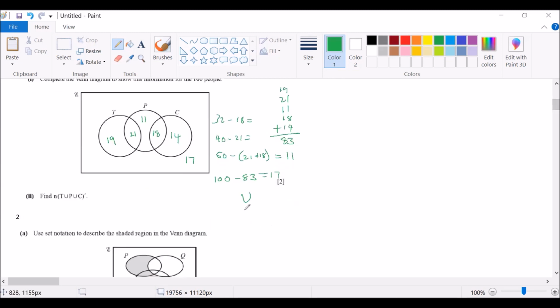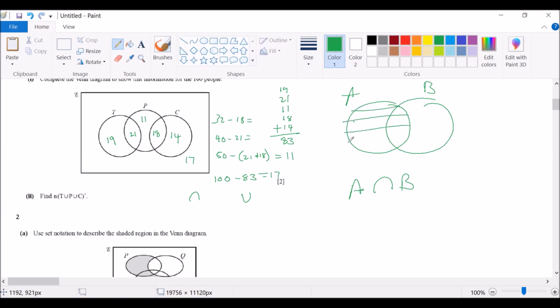Union. What is the difference between union and intersection? Union, you're combining everything. Intersection is common areas. So if you have two sets, A and B, and you say A intersection B, A intersection B is this. Why do we say that? Because all this is A, and B, we can use red there. This is B.